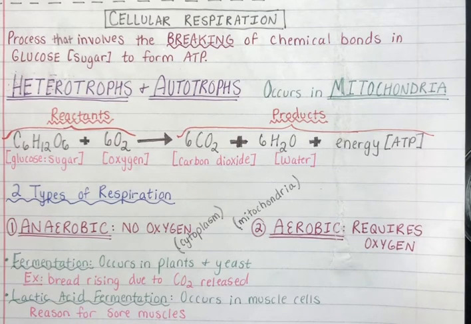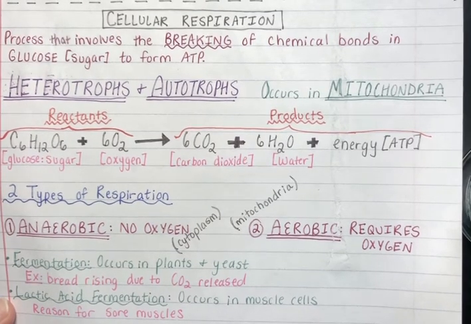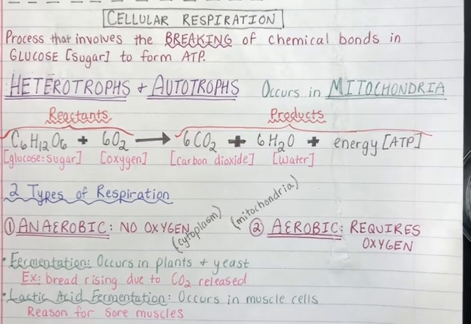And what happens here, you have two different types. We can have fermentation, or we have lactic acid fermentation. Now, fermentation occurs in plants and in yeasts, which is a type of fungi. An example of this would be bread rising due to that carbon dioxide being released in the yeast.